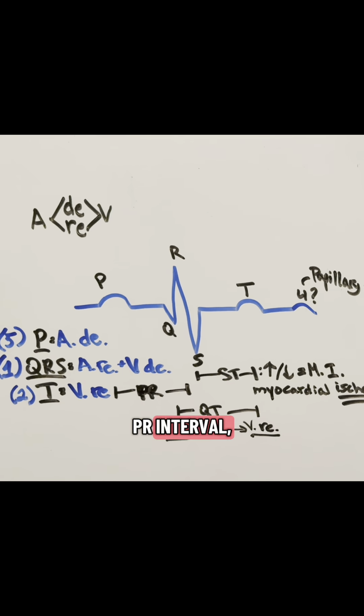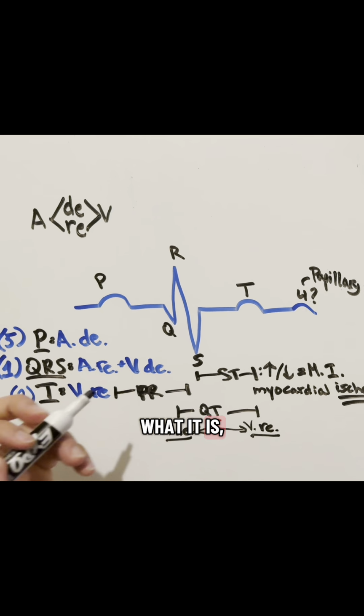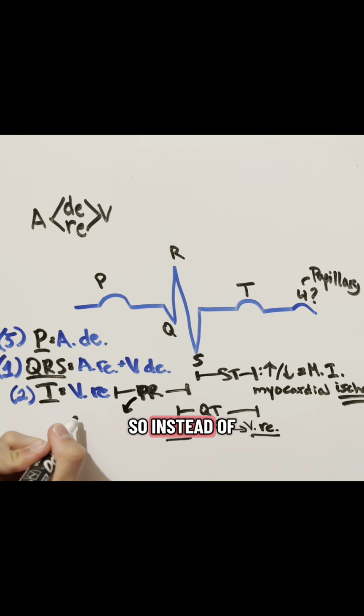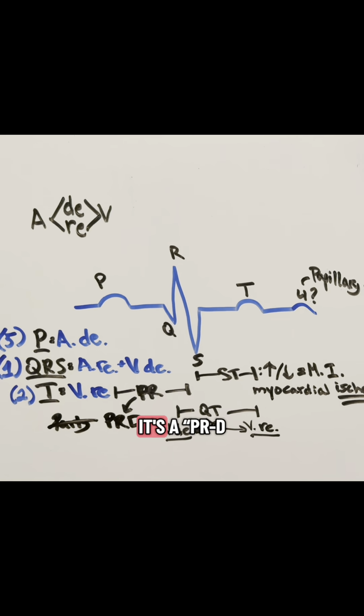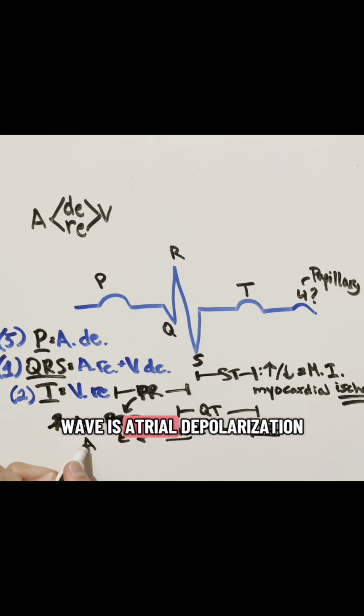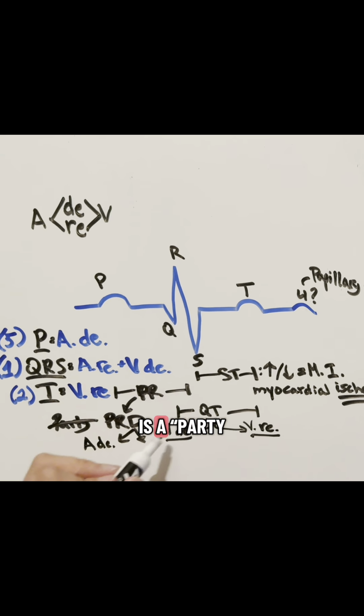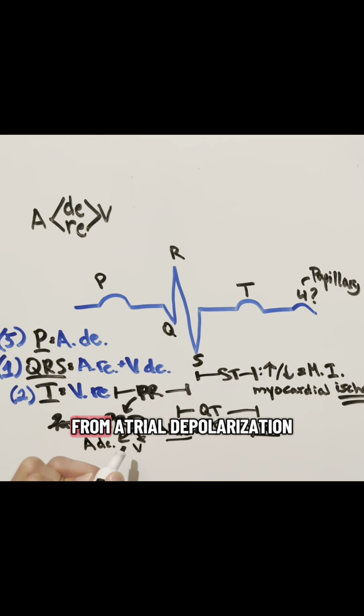And the PR interval, the way in which we remember what it is: party. So instead of spelling party, P-A-R-T-Y, nope, it's P-R-D. It's a party of the depolarizations. P-R-D. The PR interval is associated with the depolarizations. So we know that the P wave is atrial depolarization, and since this is a party of the depolarizations, it's going to be from atrial depolarization to ventricular depolarization.